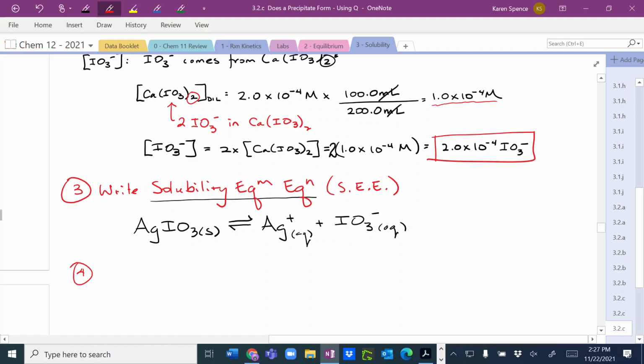Once we have a solubility equilibrium equation, what can we write? We can write the Ksp expression. And in this case, we are going to write a trial Ksp, because we're trying to decide if a precipitate will form, or you could call it Q, whichever you prefer. Okay? So that's going to be equal to the concentration of silver times the concentration of iodate.